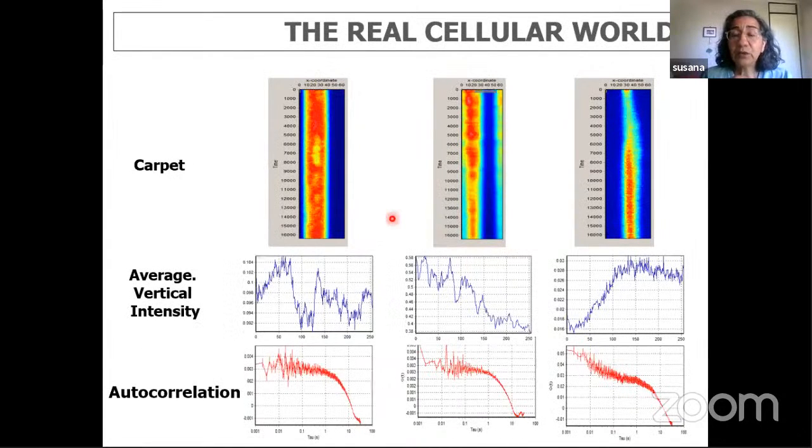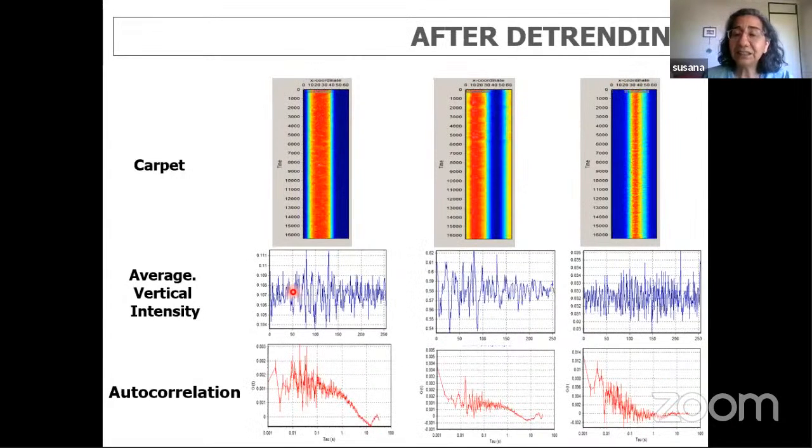This is the real cellular world. They don't look so nice. And look at these vertical intensity traces. They look all messy because the cells are moving. But we can always do the detrending, which is a solution that we can talk about later. That also is in the articles, I can reference them. So essentially, you can have a nice autocorrelation function to fit and get your data.